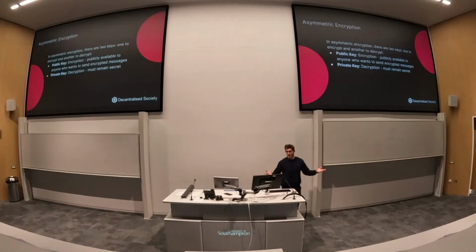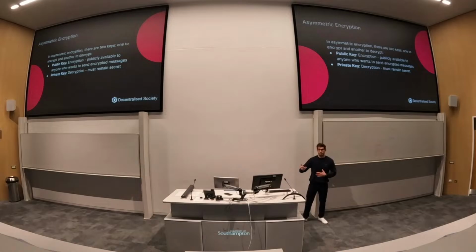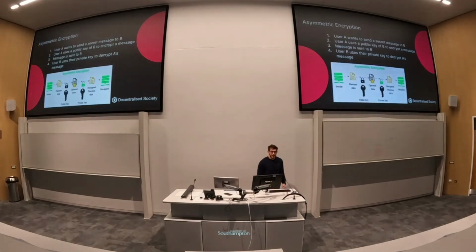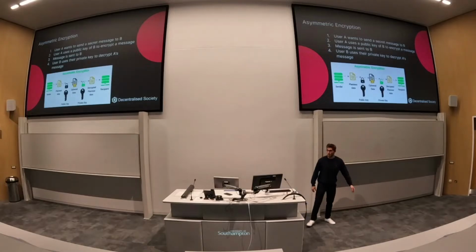Public keys are public, so anyone has access to those keys, anyone can use them. However, private keys must remain secret because if your private key is revealed, anyone will be able to decrypt messages, and you don't really want that. So this is how asymmetric cryptography works.